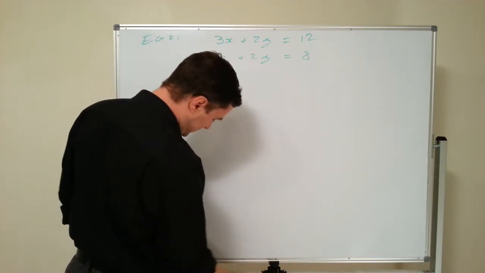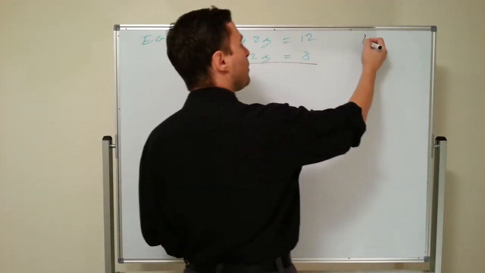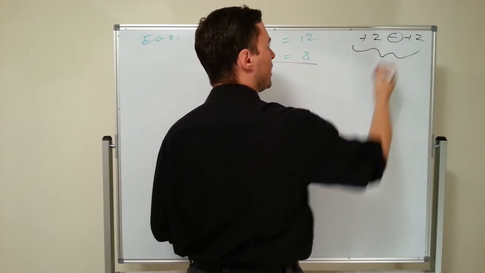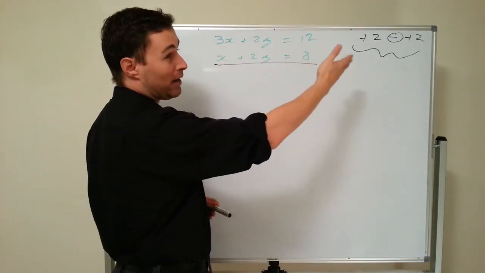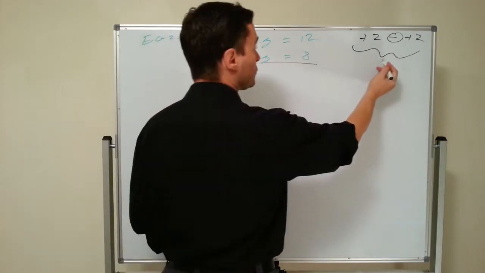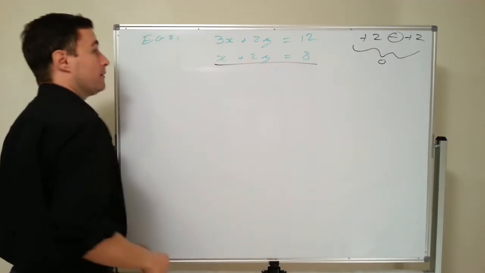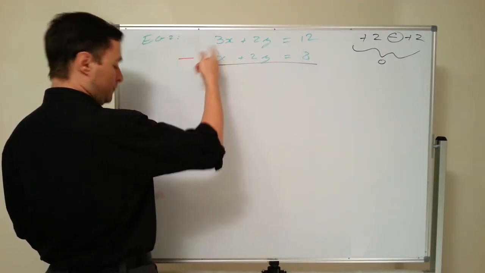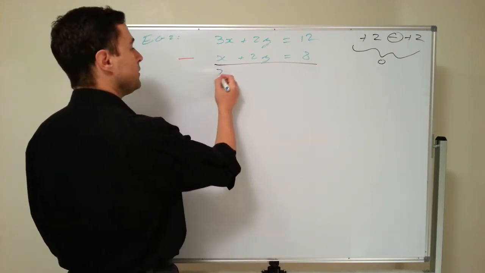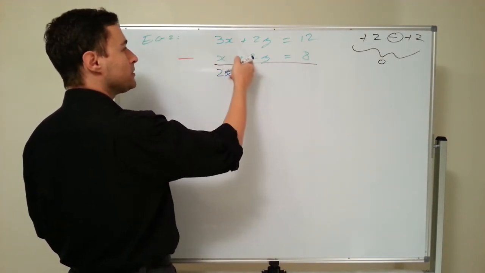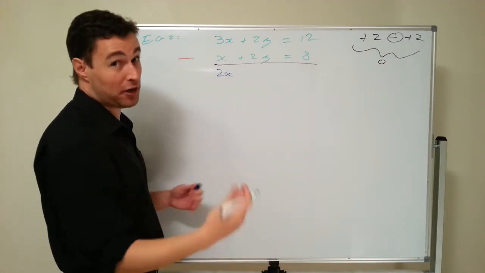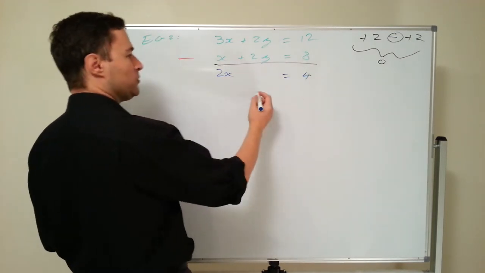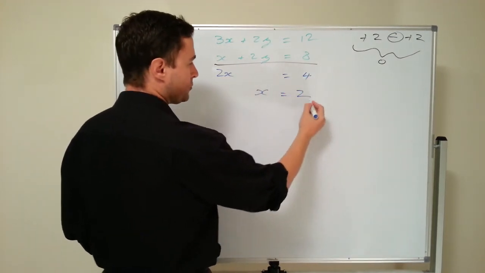Now, here's the thinking again. If I've got positive 2 and I've got positive 2, how do I make that 0? I subtract them from each other. 2 minus positive 2, nothing, 0. So then the y's will go. So that's what I'm going to do here. I'm going to subtract the two columns. 3x minus x is 2x. 2y minus 2y, no y's, 0y. 12 minus 8 is 4. Opposite of times by 2 is divide by 2. x equals 4 divided by 2 is 2.